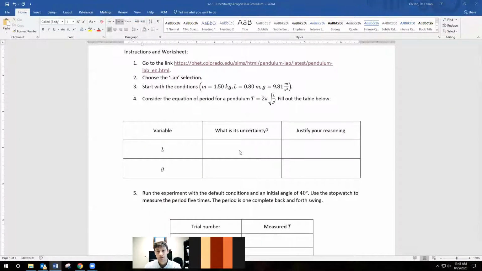So our variables here, I'll use slightly different values rather than 0.8 length and 1.5 kilograms, because there's different numbers involved. So for the length, the length is given as 70 centimeters, or 0.7 meters.